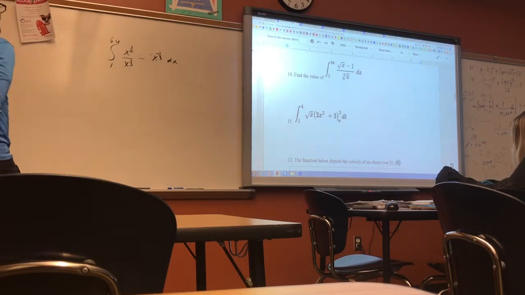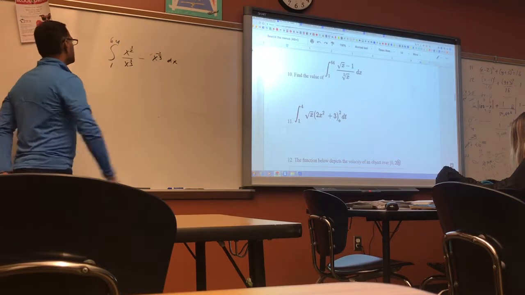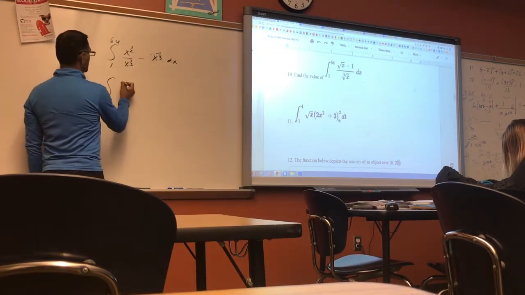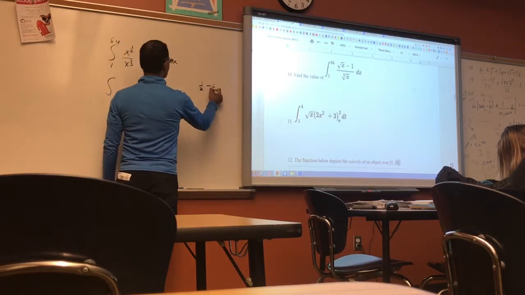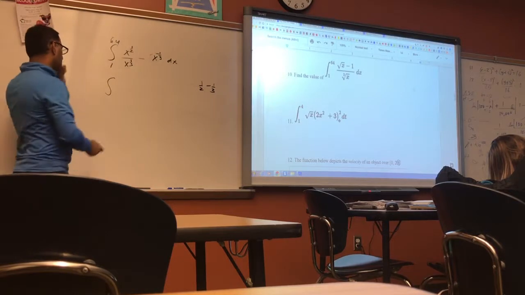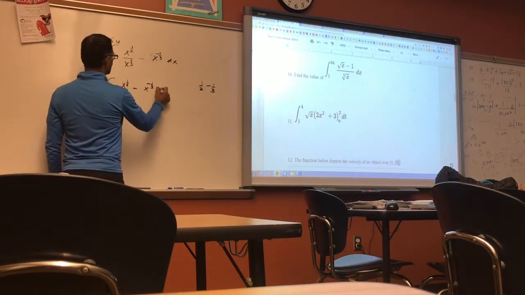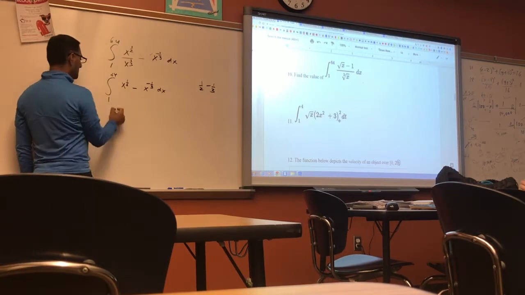What's 1 half minus 1/3? Take the LCM and simplify, or use my fraction trick: just cross multiply and simplify. What do you get? 1/6? 1 half minus 1/3 is 3 minus 2 over 6. Alright? So it's the integral of x to the power 1/6 minus x to the power negative 1/3 dx, from 1 to 64. Now are we ready?